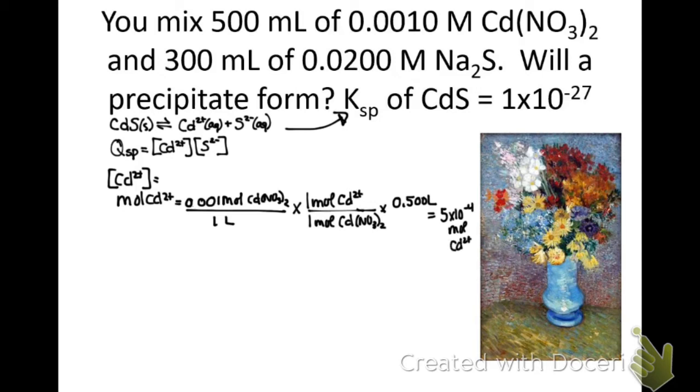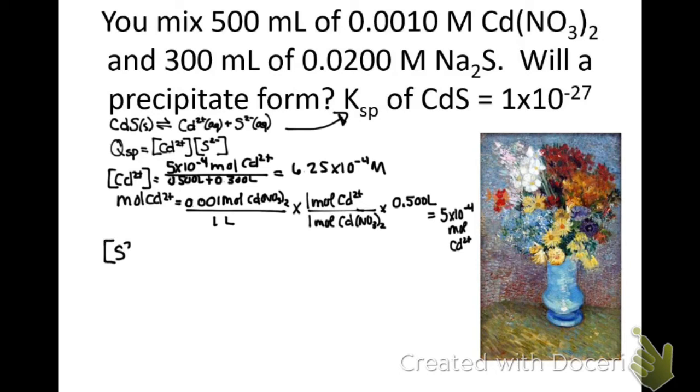And so we can figure out that that's going to be 5 times 10 to the minus 4th moles of cadmium 2 plus in the total of 0.5 liters plus 0.3 liters of the other solution. We're going to mix those volumes, and so the concentration of cadmium ion in the mixture is going to be 6.25 times 10 to the minus 4th molar.